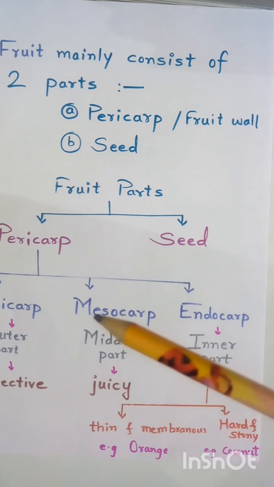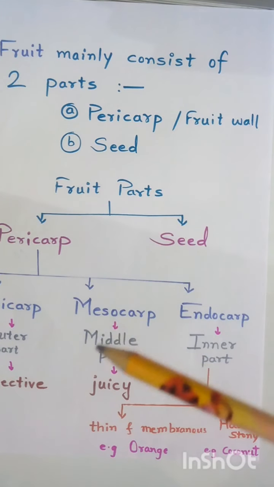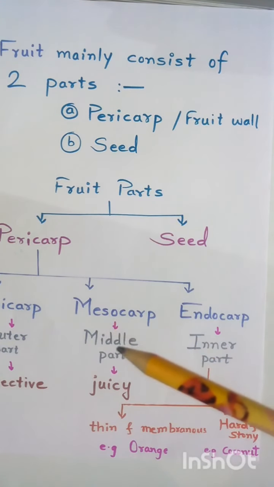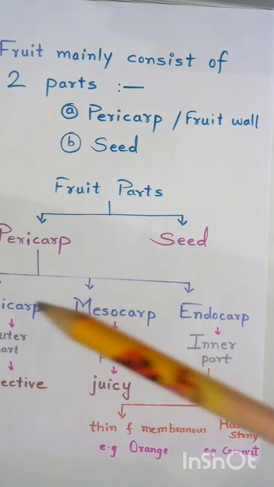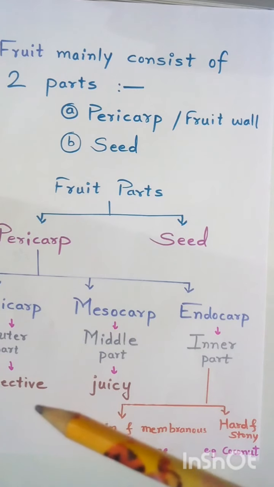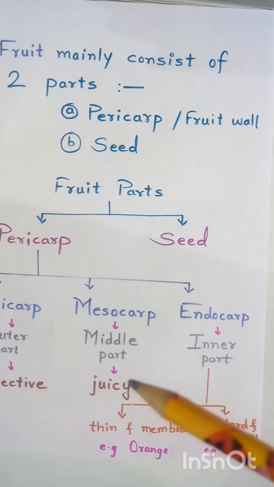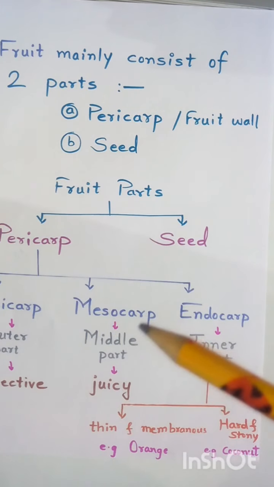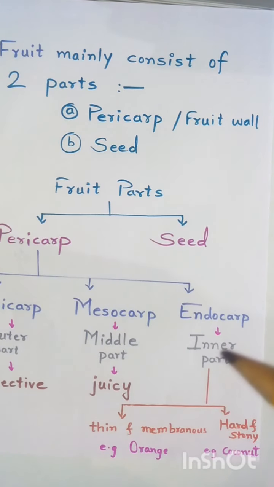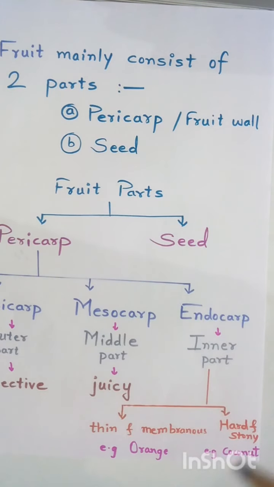I'll give you a hint for this. So remember this M and M: mesocarp is the middle part, and endocarp forms the innermost part of the fruit, which is close to the seed. Epicarp is mostly protective. The edible part or the juicy part of the fruit that we eat is the mesocarp, and the part of the fruit which is present close to the seed is called endocarp.